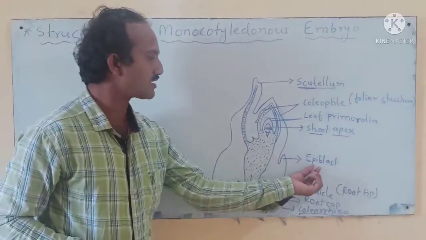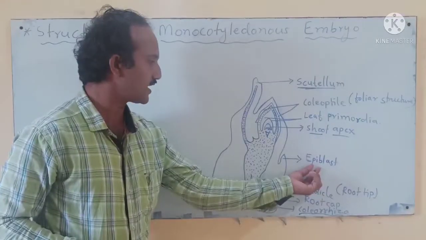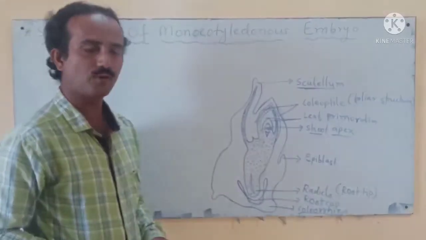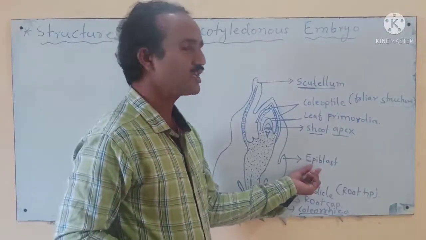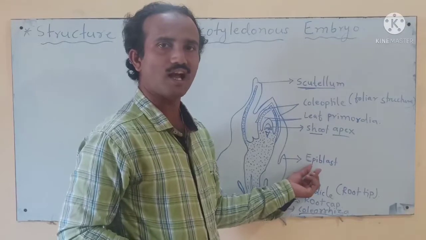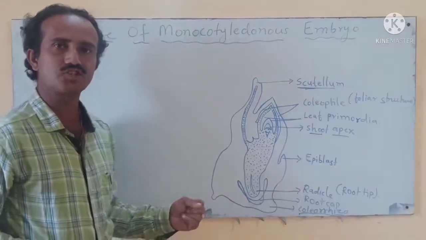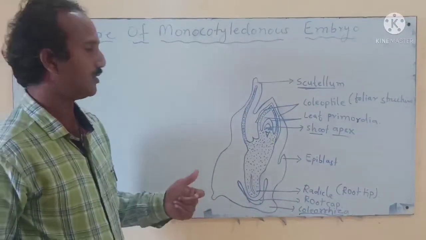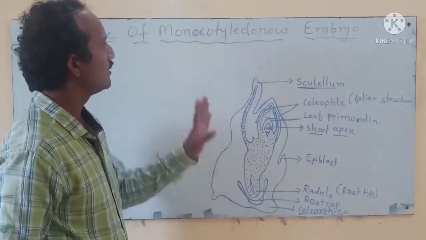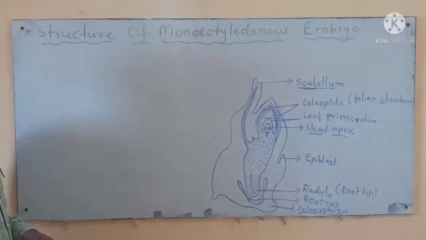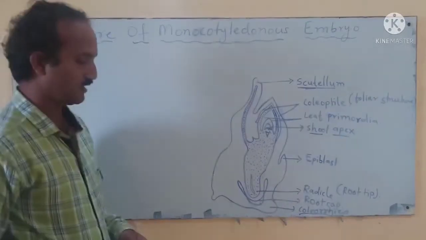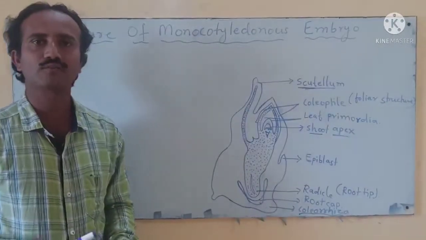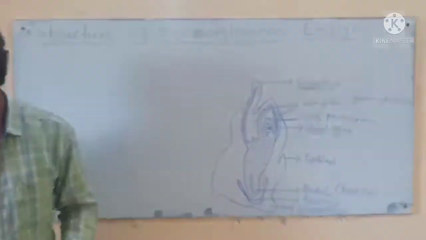Then the epiblast is the part which is present below the epicotyl. That part is called rudimentary leaves, which degenerate after the germination of the embryo. So this is about the structure of the monocotyledonous embryo. Next we discuss the seed, which is formed from the ovule.